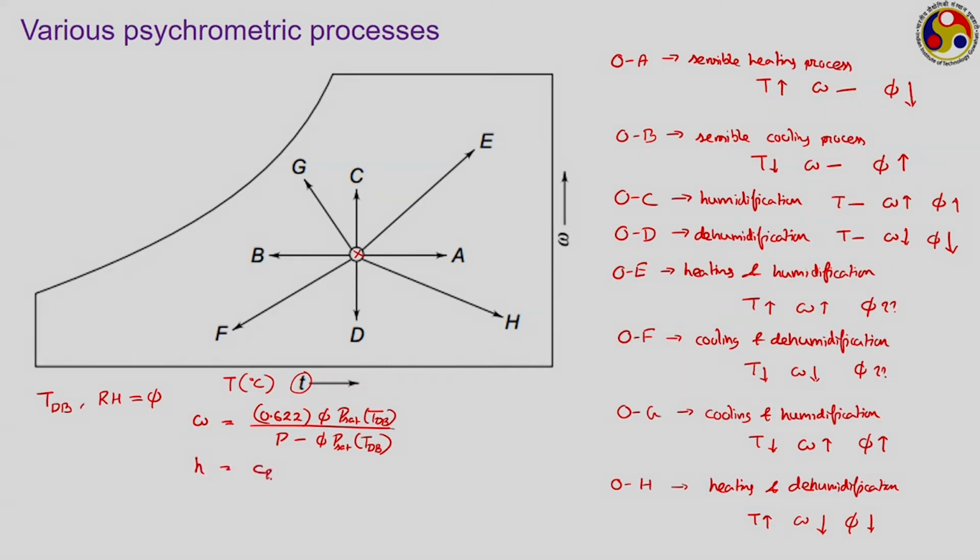Enthalpy will become Cp for dry air into the dry bulb temperature, this is for the dry air part, plus omega into 2500.9 plus 1.82 T dry bulb, this is for the moisture part. So, instead of writing this, we can directly replace the Cp for dry air, which is 1.005. So, we can get the enthalpy using omega and the dry bulb temperature.